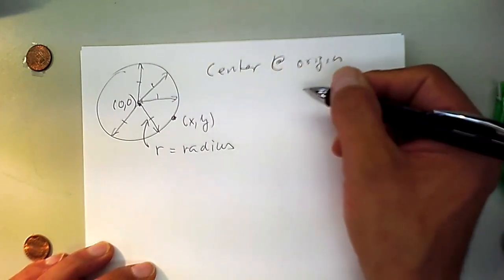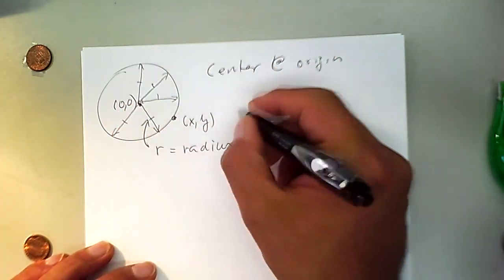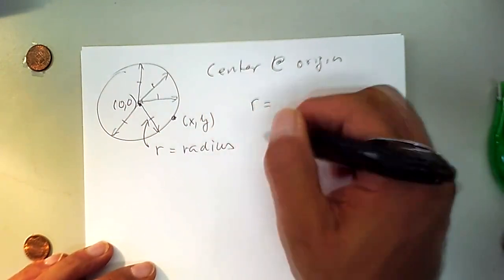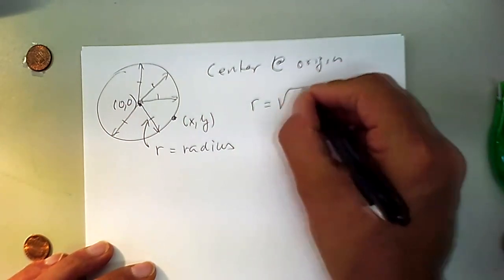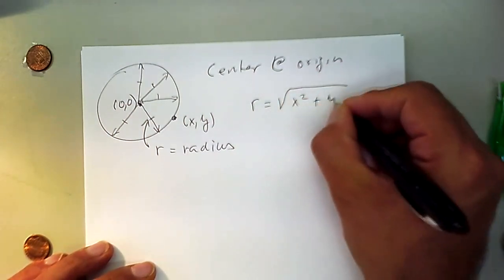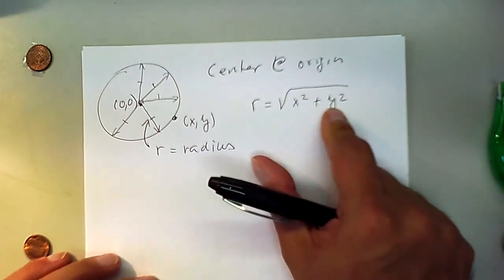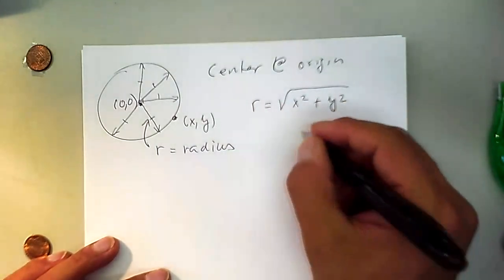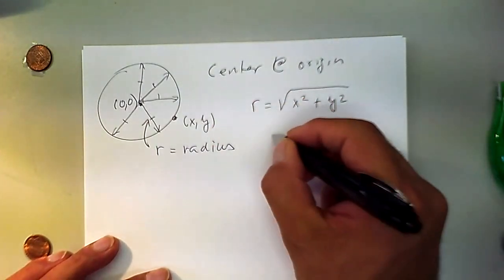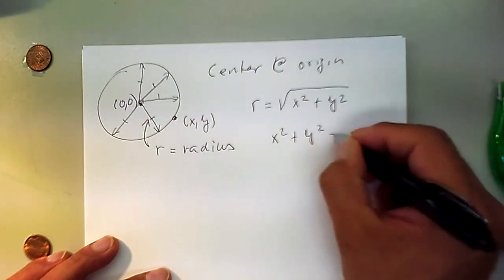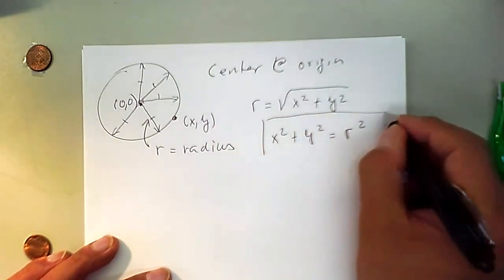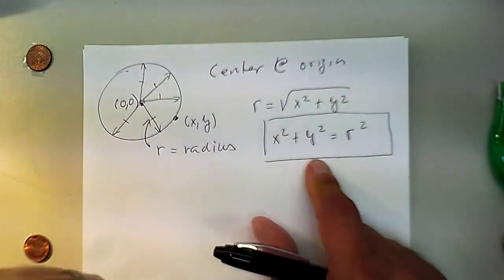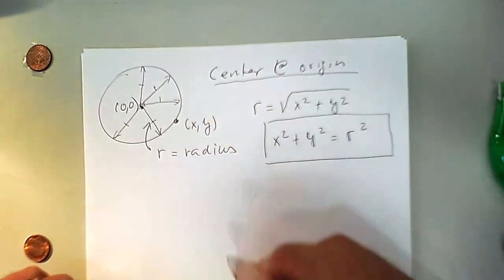Well, we have a distance formula between the origin and a point. Remember that? The distance, which we're going to label r, is the square root of x squared plus y squared. If we square both sides of this equation and then just move them around, we end up with x squared plus y squared equals r squared. And this is the equation of a circle with center at the origin. Mind, center at the origin.